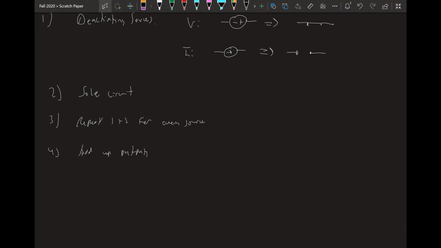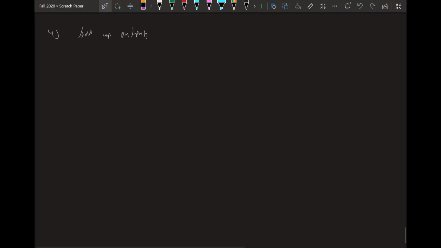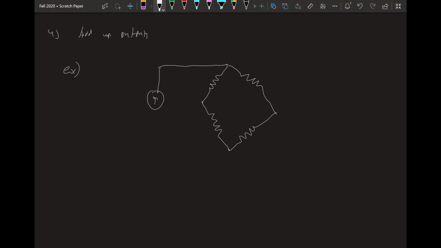Okay, so how does it actually work in practice? Let's do a quick example. Example for superposition. Let's say you have a circuit that looks like this, and has some sort of source in the middle here. 5 volts, 4 ohms, 1 ohm, 3 ohms, 2 ohms, and we want to find Ix. I guess I'll draw the ohm symbols.